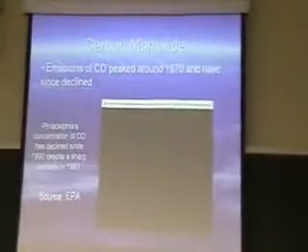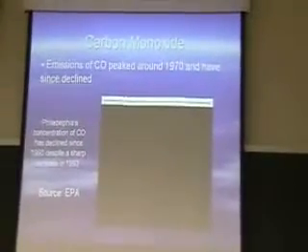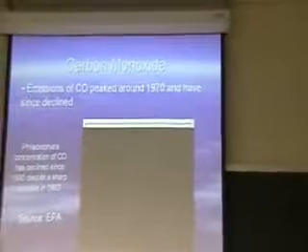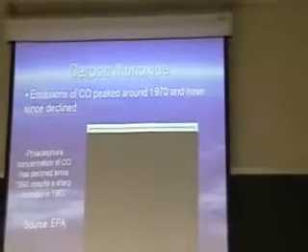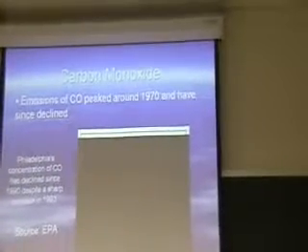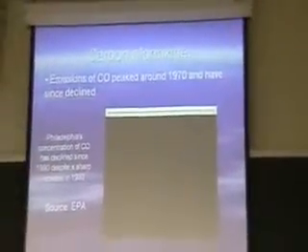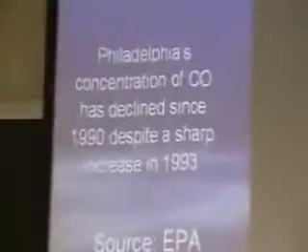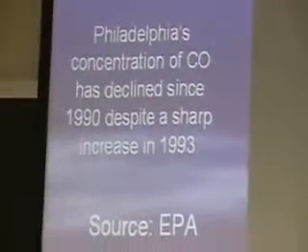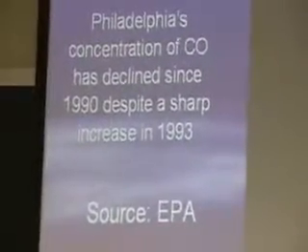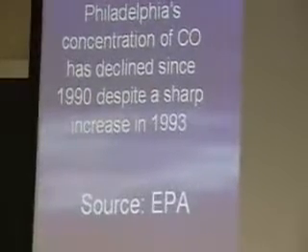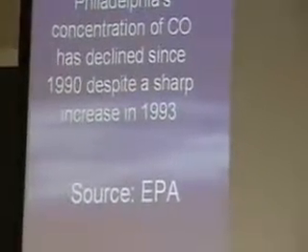For some reason that chart's not coming up. So emissions of CO peaked around 1970 when there was a lot of transportation and not that many laws regulating it. This chart is supposed to show Philadelphia's concentration of CO from 1990 to 2006, and it declined pretty much steadily, even though there was a sharp increase in 1993.